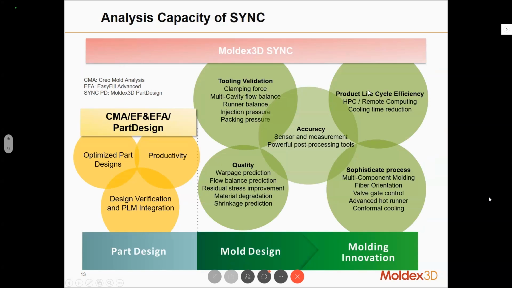For the product lifecycle efficiency, we will see the cooling time reduction with using Moldex3D Sync. We all know cooling time takes 70% of the cycle time, so cooling time reduction is very important for us. For the quality, we can see warpage prediction. We can predict shrinkage too, and if the flow is balanced or not. For sophisticated processes, we can do fiber orientation, mold gate control, advanced hot runner, and conformal cooling. That's all fine for this Moldex3D Sync.